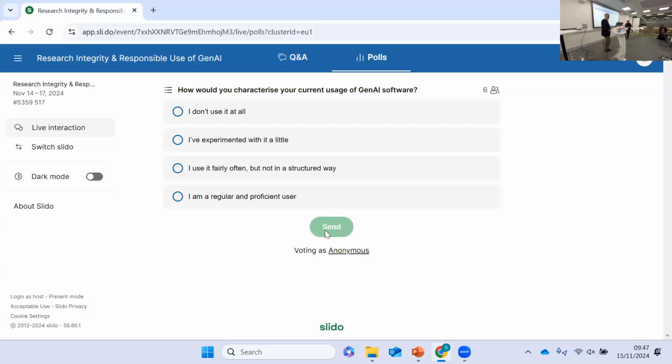I don't use it at all. I've experimented with it a little. I use it fairly often, but not in a structured way. And I'm a regular and proficient user.